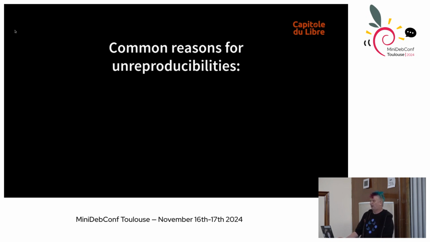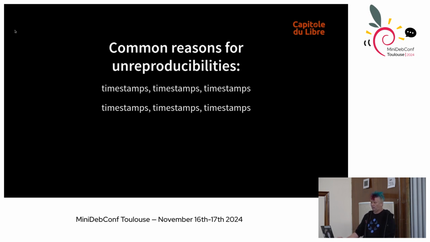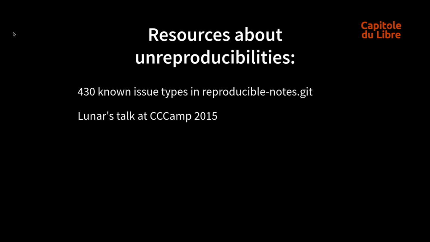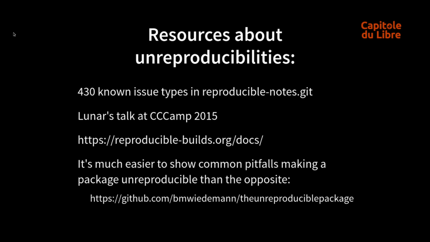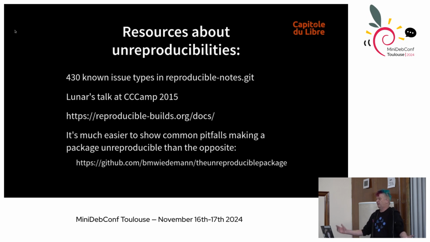So the common reasons for unreproducibility are timestamps and build paths. Timestamps we mostly address with SOURCE_DATE_EPOCH, and build paths by now we just address by rebuilding in the same path. The build path is part of the environment, and fine. And then there are various other issues, like hundreds. We have a Git repository where we categorize these issues, and we have 400 different types there. Again, Luna's talk from camp is very good there, and our documentation should also cover this. And in our documentation, there's an unreproducible package, which shows many problems, because it's way easier to show the problems than if everything is right, then everything is right.